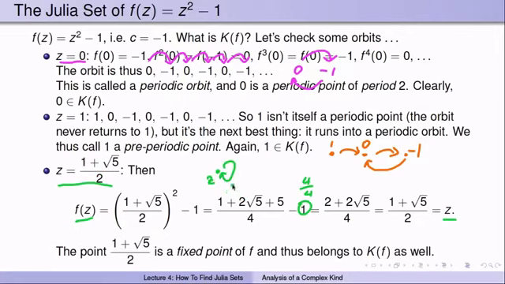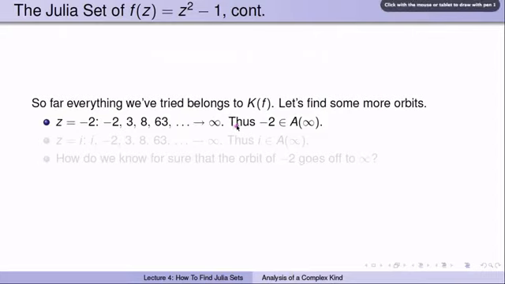It has to belong to the filled-in Julia set as well, because the orbit stays very bounded and never leaves the point z. So far, everything we've tried belongs to the filled-in Julia set. Let's find some more orbits.